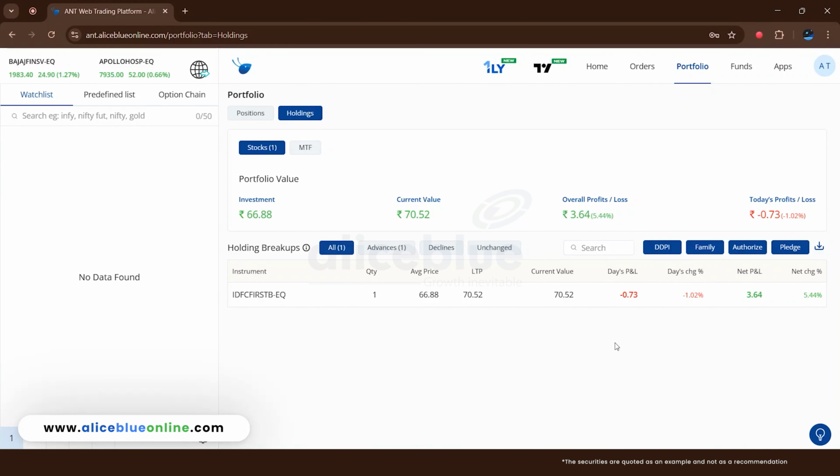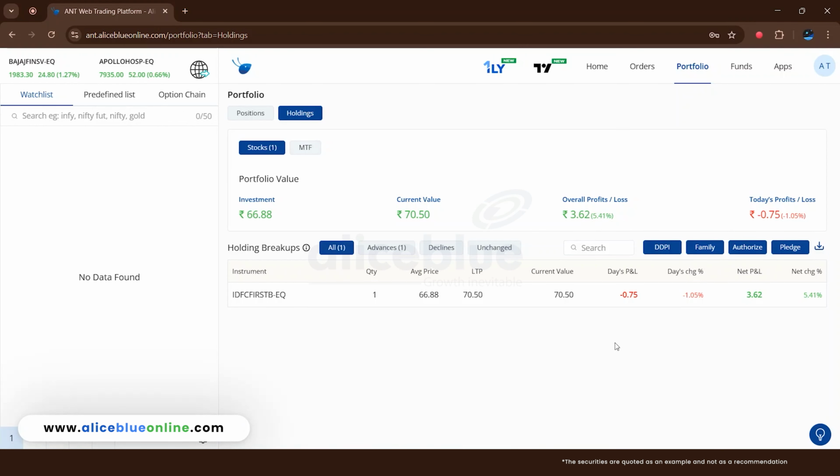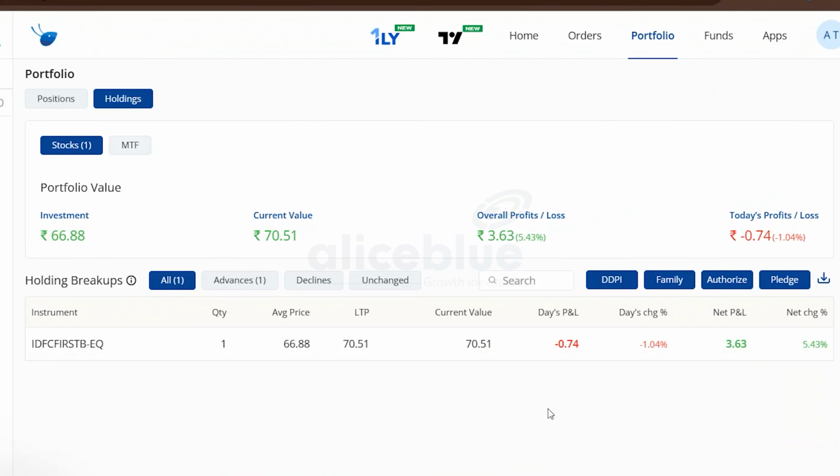Now, as an investor, you will be mostly using the stocks view, and when selling, you may need to use authorize. Authorization is required to approve selling of shares if DDPI is not given. The rest, like MTF, DDPI, or pledge, are mainly for margin or leverage users.